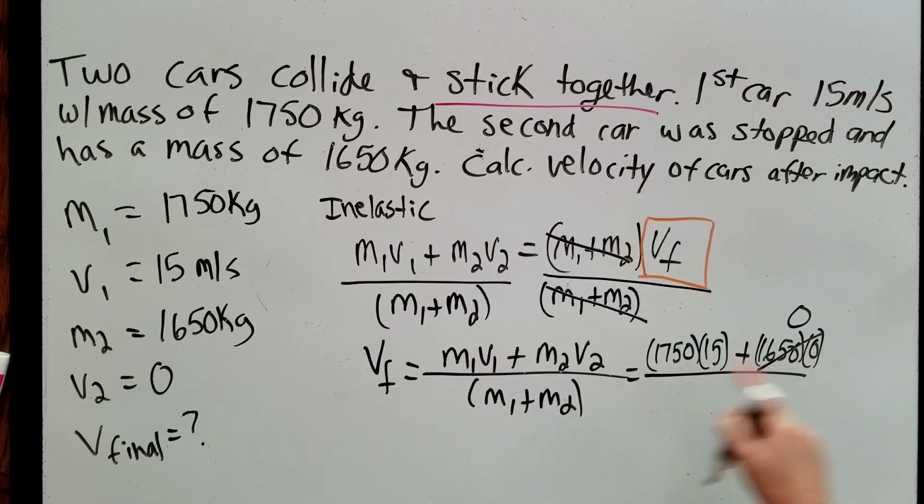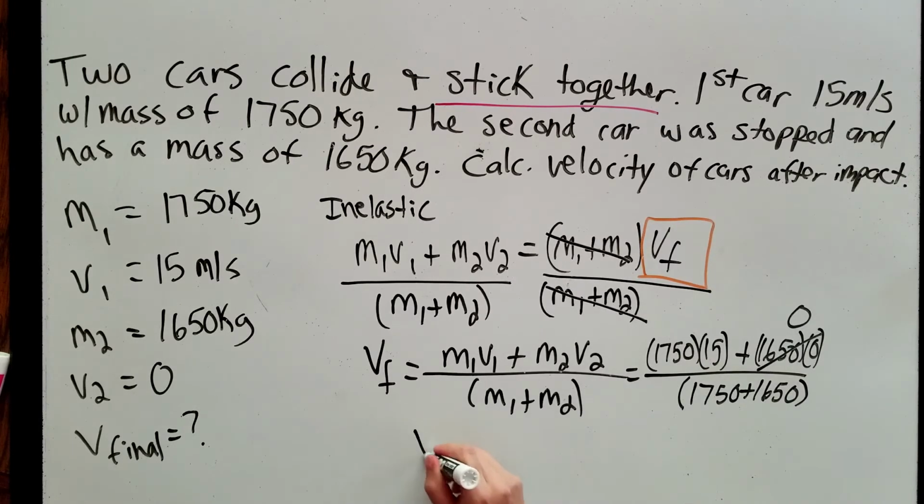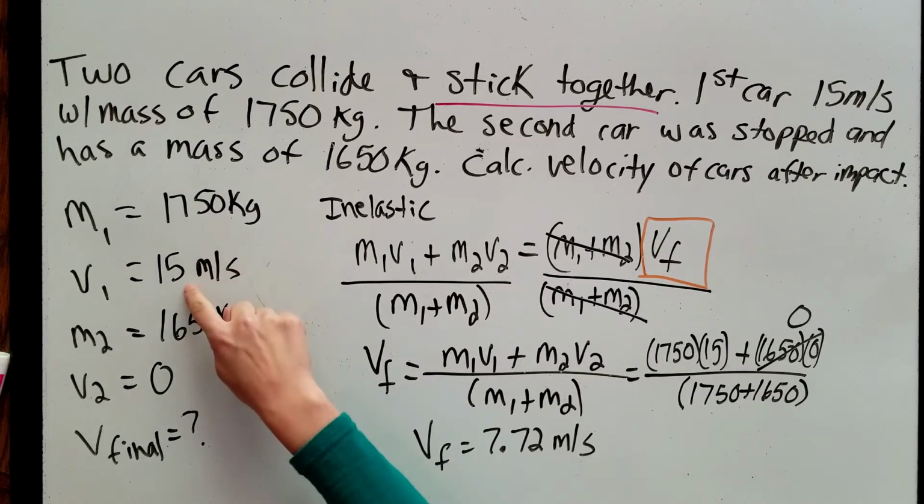Okay? Simplifying that equation a little bit. On the bottom in that denominator, we're going to add the masses of both vehicles. So 1750 plus 1650. Make sure that this denominator here, this addition, is in parentheses when you enter it into your calculator. Okay, so we have 1750 times 15. We're going to divide that by 1750 plus 1650. Making sure to have that bottom portion in parentheses so it does the addition first. So what I get is 7.72 meters per second. Now let's look quickly at my sig figs. I think I might have too many. So looks like we just need 2.